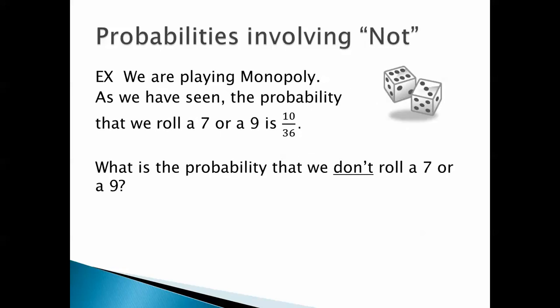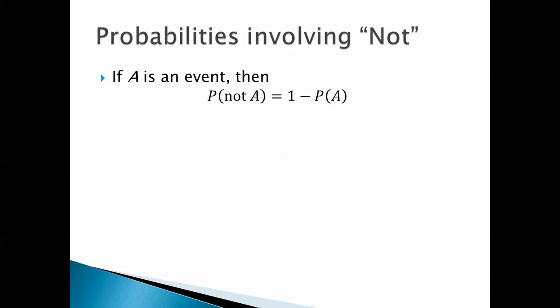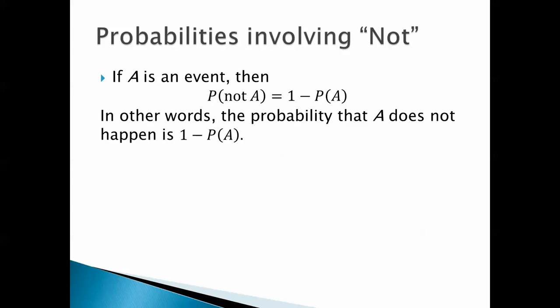We are playing Monopoly. As we have seen, the probability that we roll a 7 or a 9 is 10 out of 36. We just saw that a moment ago. What is the probability that we don't roll a 7 or a 9? In other words, what's the probability that when we roll the dice, we don't go bankrupt? Well, if A is an event, then the probability of not A, in other words, the probability that A does not happen, is 1 minus the probability of A. This is a formula we use to calculate probabilities involving not.